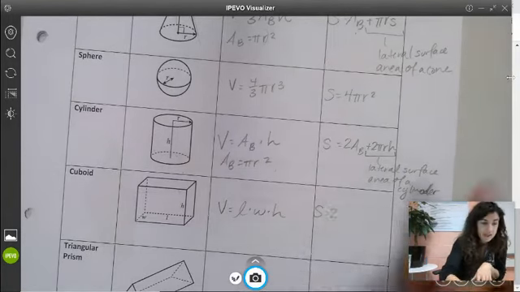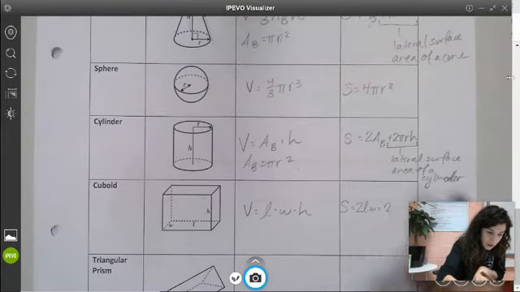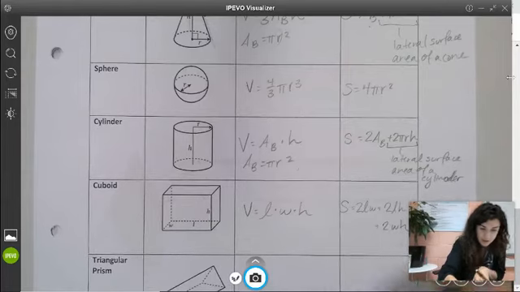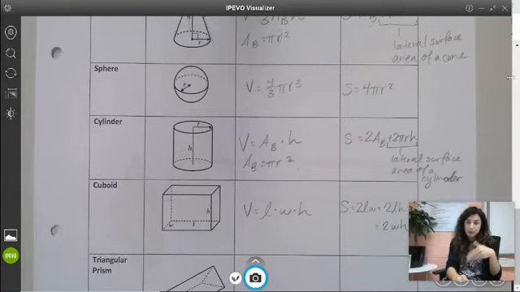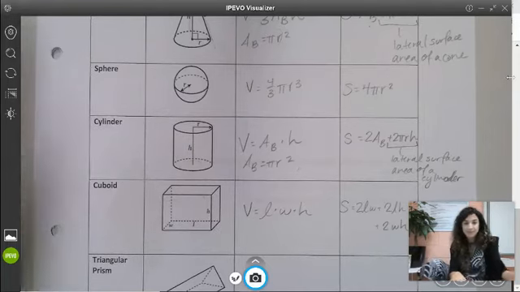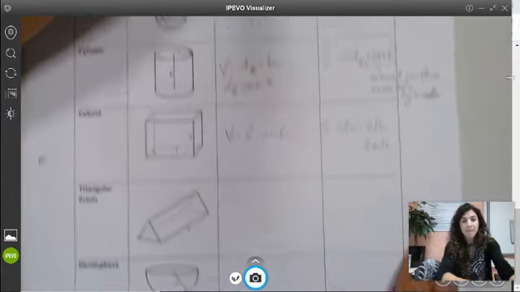So broken down, it's 2 times length times width plus 2 times length times height plus 2 times width times height. So I'm just taking all three pairs of those dimensions, multiplying them together, multiplying by 2, and then adding the results. Not on your formula packet, yes in your formula packet.